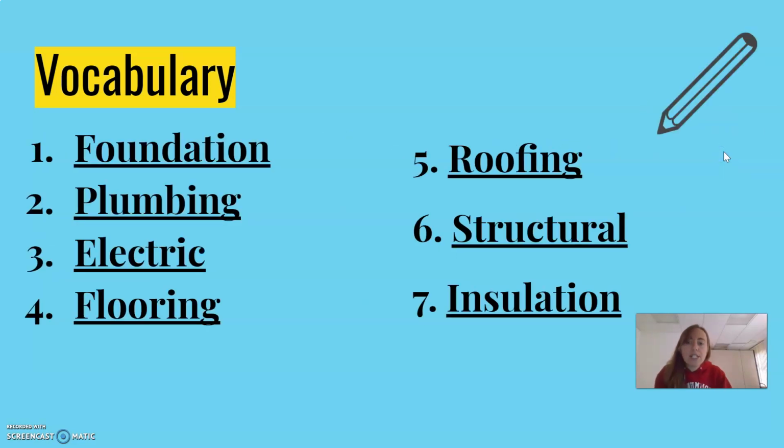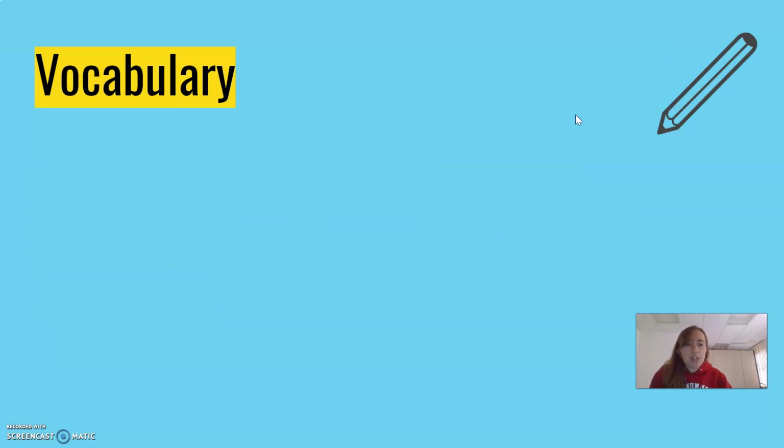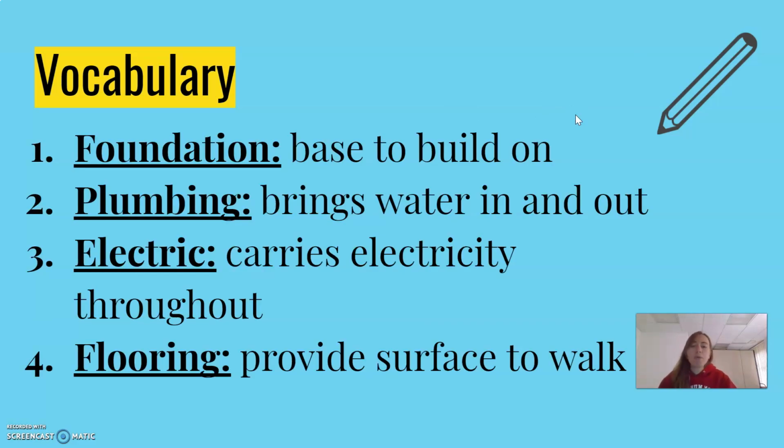All right, so the 7 subsystems of structures are generally the foundation, plumbing, electric, flooring, roofing, structural, and insulation. So you can tell that these ones are probably going to be a lot easier to remember than our transportation subsystems because we already know most of these words to some extent. So make sure you're writing down each of the definitions so that you can remember what they are. Some of them are pretty self-explanatory.